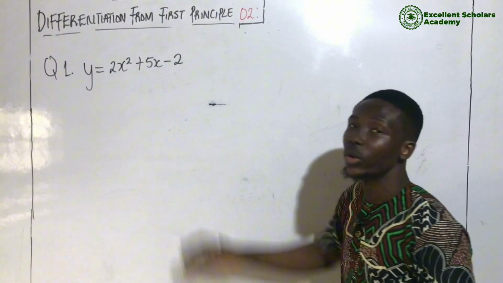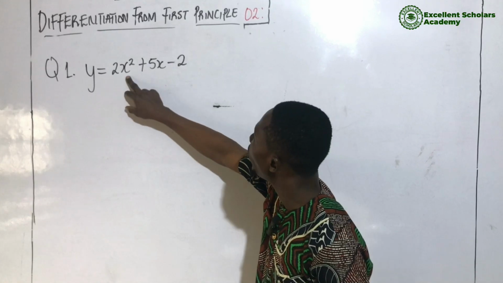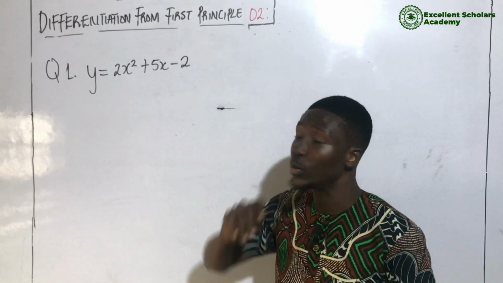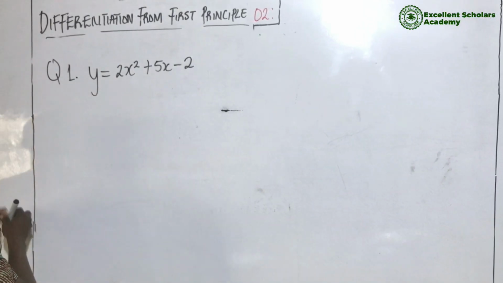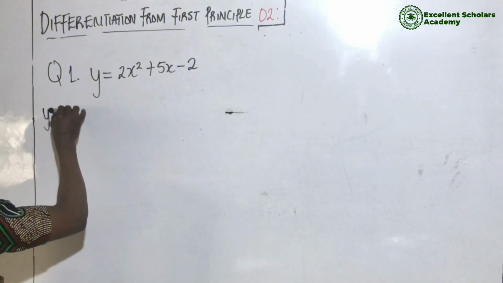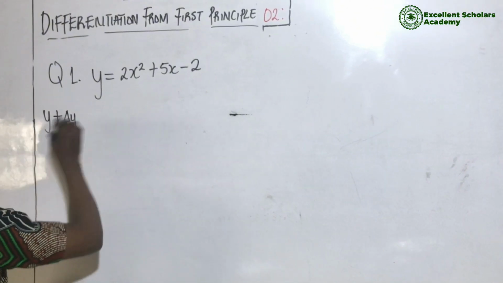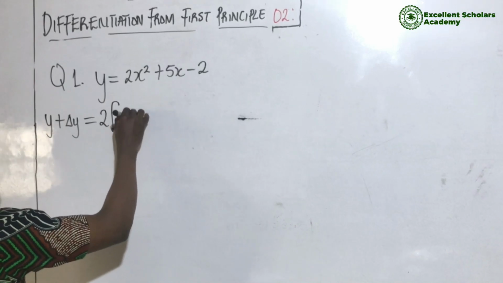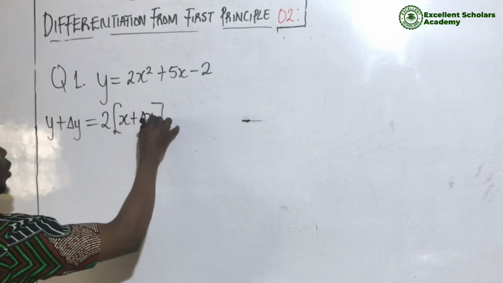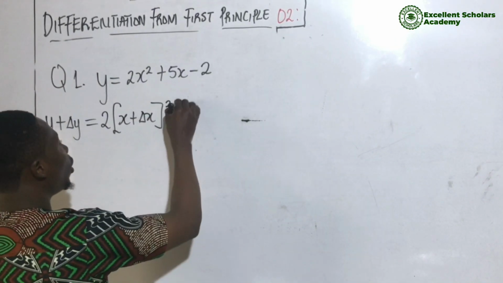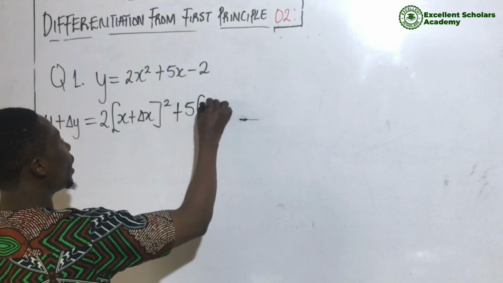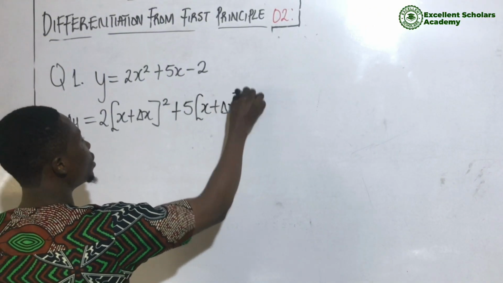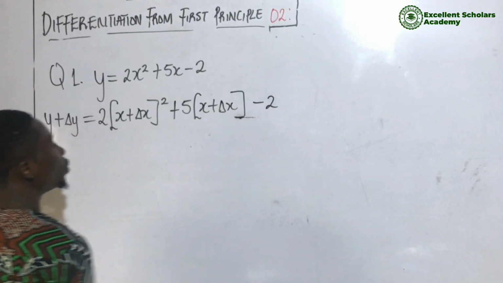Okay, so this is the first question we are going to solve. y equals 2x squared plus 5x minus 2. So we add a small increment in y, which is also the change in y, so y plus change in y equals 2 into (x plus change in x) all squared, plus 5 into (x plus change in x) minus 2.